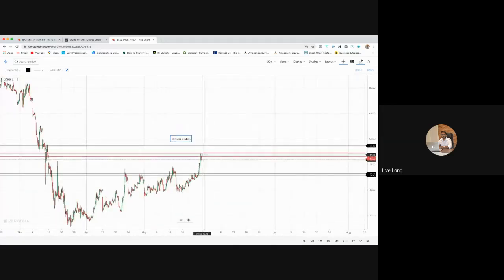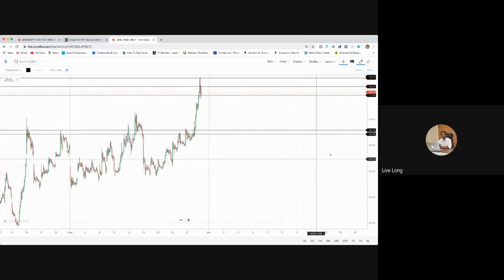I'm expecting my target to be somewhere over here. So, Dilip, let's assume that the maximum risk you can take in this particular trade is 100 rupees. Then how many quantities should you be purchasing?